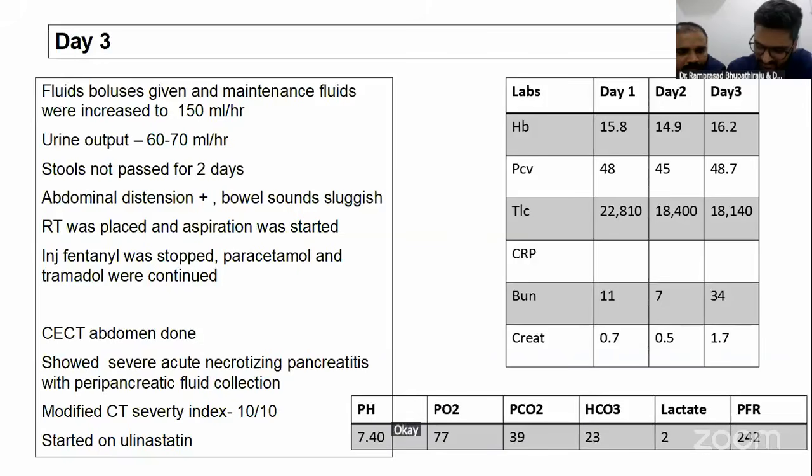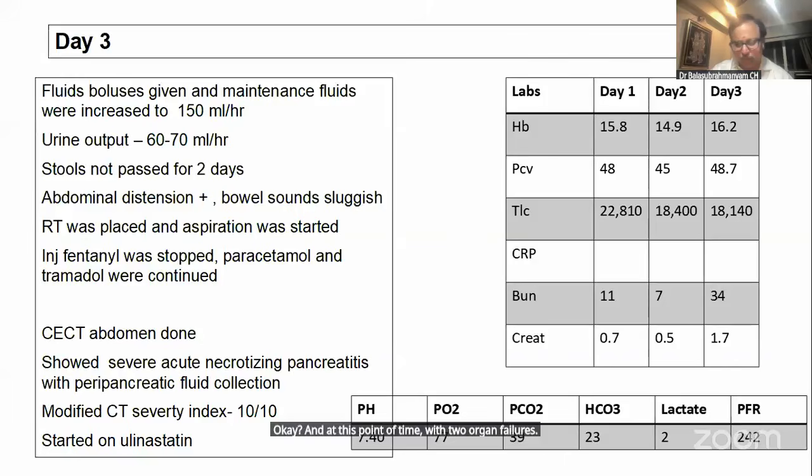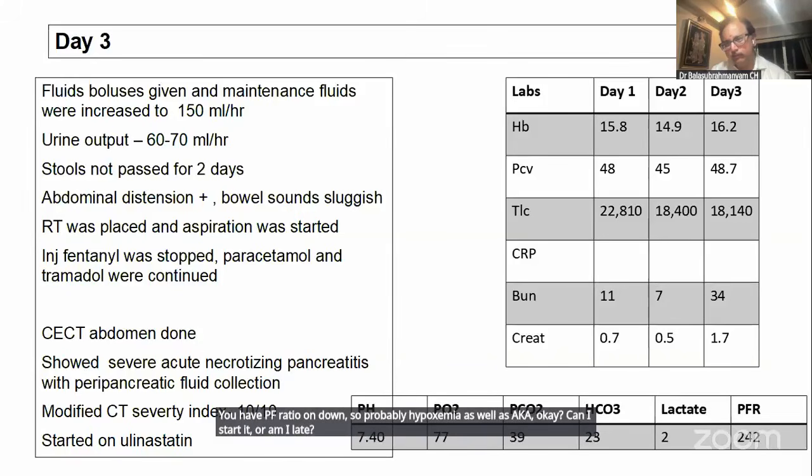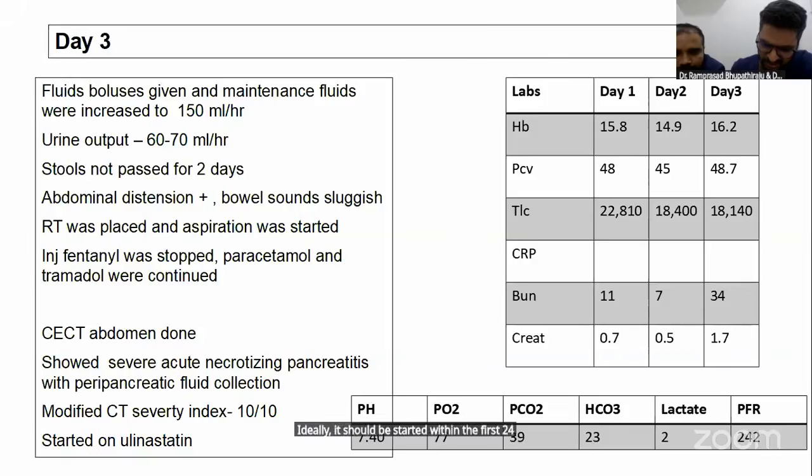Okay, at this point of time with the two organ failures, I mean, you have a PF ratio on the downtrend, so probably hypoxemia as well as AKI. Okay, can I start it or am I late? Ideally it should be started within the first 24 to 48 hours, sir. Mm-hmm. This is already day 3.